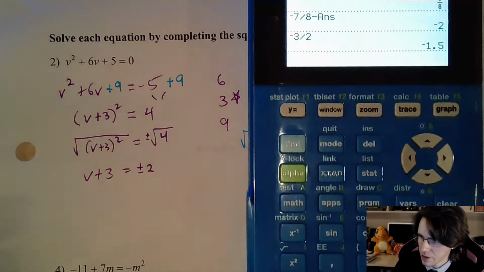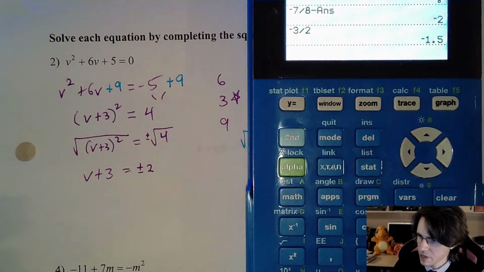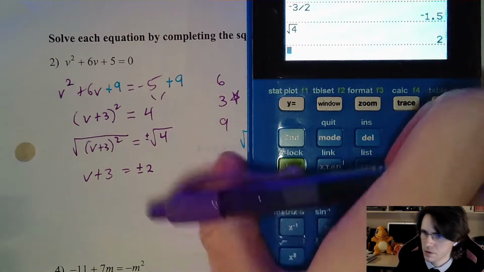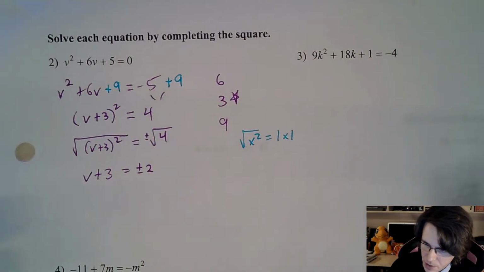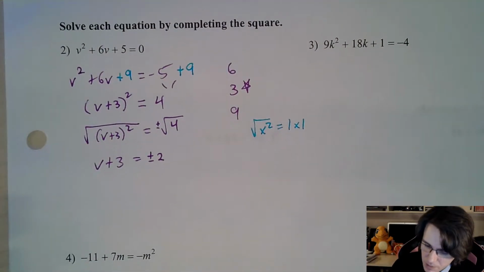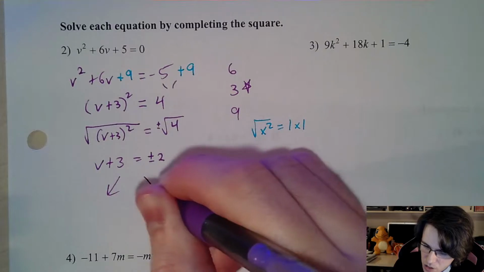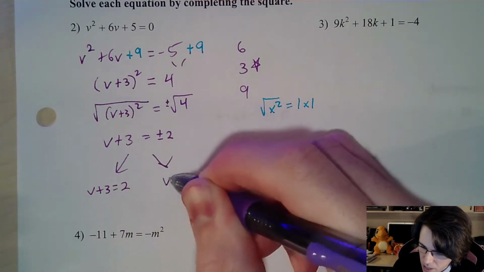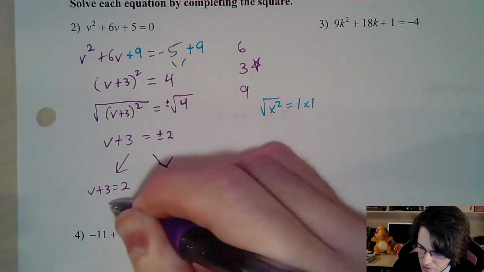However, we do have a button on our calculator for it. You hit second first, and then x squared, and the square root will show up. And sure enough, we just get 2. Do not forget, again, that plus or minus, because it reminds us to split this into 2 separate equations. So we'll have x plus 3 equals 2, and x plus 3 equals -2.